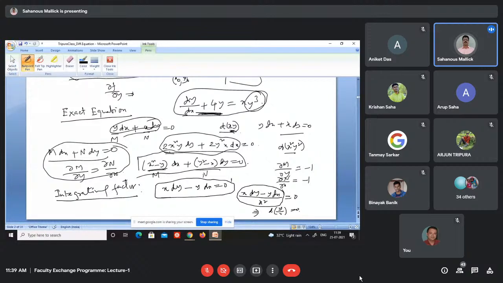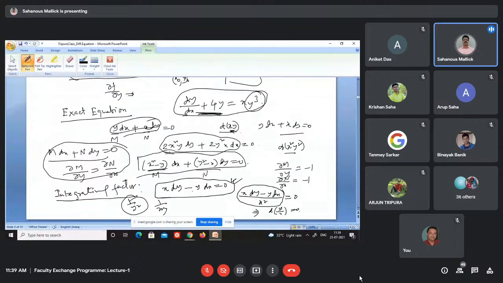Clear? Similarly, 1 by y square is also an integrating factor of this equation. Similarly, 1 by xy is also an integrating factor of this equation. So, the integrating factor of a differential equation is not unique. Clear? So, again I repeat the definition.